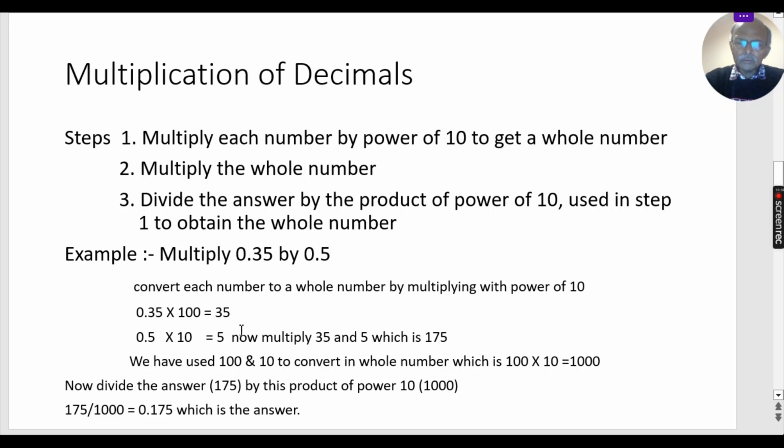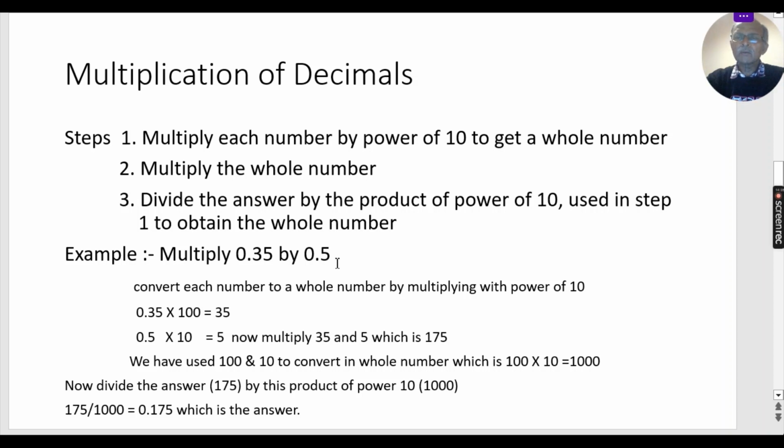Okay, so my answer will be the product of 35 and 5, which is 175, divided by the total power of tens which was used to convert it to the whole number. So now we divide this product 175 by the product of the total powers of 10 used to convert it to a whole number, which in this case is 10 into 100. That is 1000. So we have to divide this by 1000, and if we divide, our answer will be 0.175. This is my answer here.